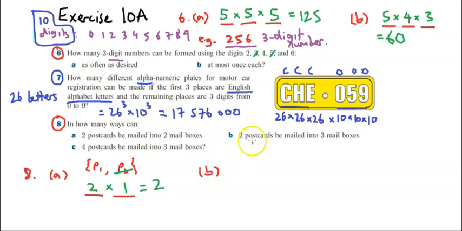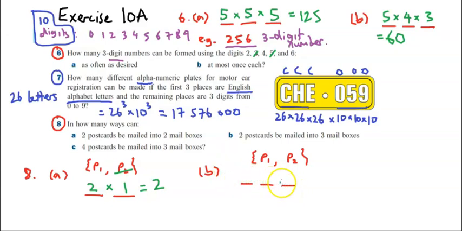For part B, this time it says, how many ways can 2 postcards be mailed into 3 mailboxes? So we've got postcard 1, postcard 2, and then mailbox 1, mailbox 2, mailbox 3. Interesting. Well, the first thing we need to do is choose 2 of the post boxes. Now, in order to get 2 post boxes out of the 3 mailboxes, that's just the same as choosing one of the mailboxes that we don't put a postcard in.